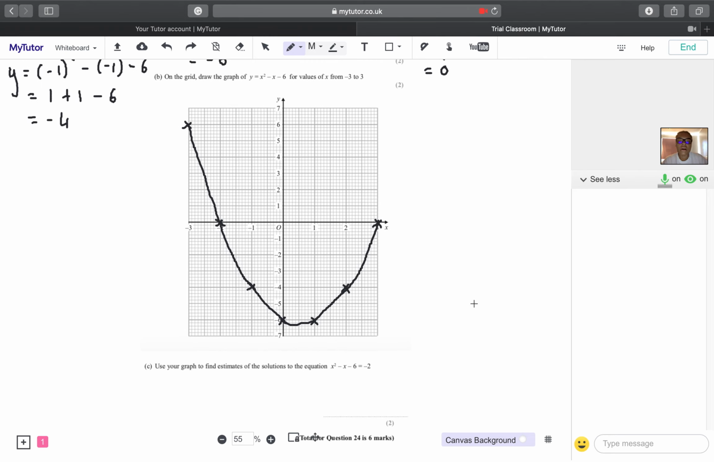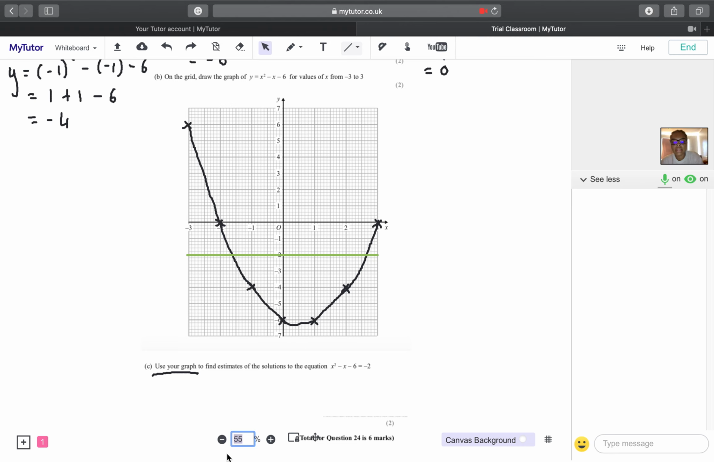Now the final part of this question is asking us to find estimates of the solution to the equation x squared minus x minus 6 equals minus 2. So don't try and solve this, it does say use the graph. So the best way to answer this question is to draw the line y equals minus 2. And then find the x coordinates where the line crosses the curve.